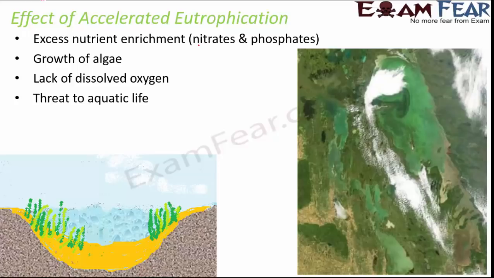So excess nutrient enrichment like nitrates and phosphates, because of which too much of plants grow, and as a result the sediment part increases. Growth of algae, lack of dissolved oxygen, and the harmful effect is that it is a threat to aquatic life, because the aquatic life will not be able to survive that well in an aged lake. Right? So accelerated eutrophication normally happens because of human activities. So we should stop accelerated eutrophication and allow the water bodies to age naturally.